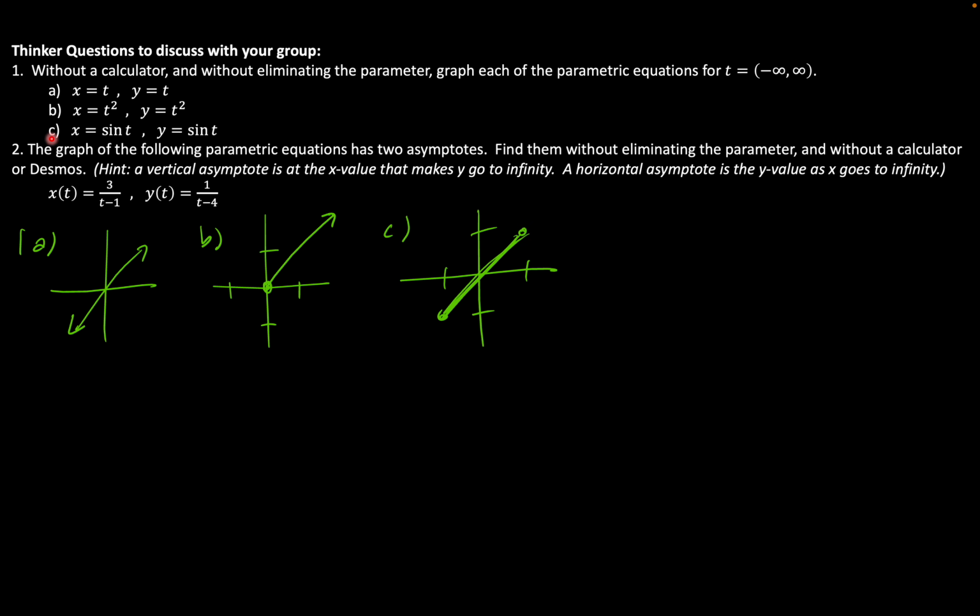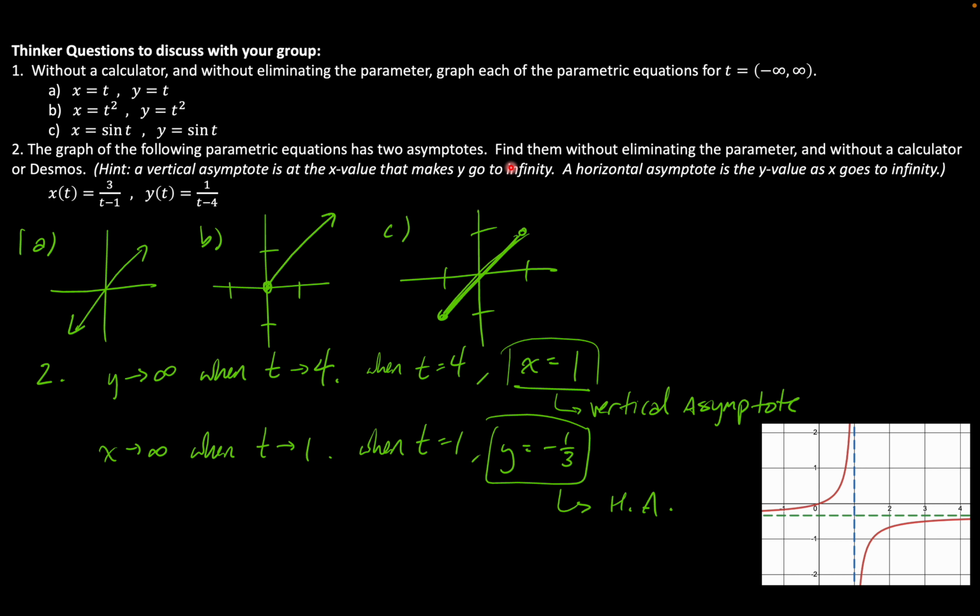And then if we look at problem 2, the hint there was that vertical asymptote is at the x value that makes y go to infinity. And the other way around, horizontal asymptote is the y value where x goes to infinity. So the way we can take advantage of this is have x and y approach infinity and see what happens.